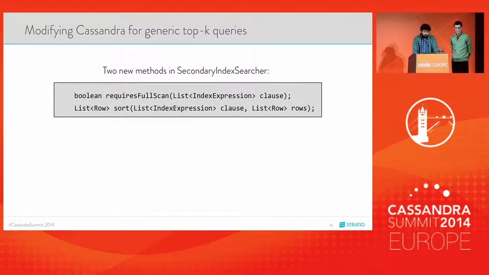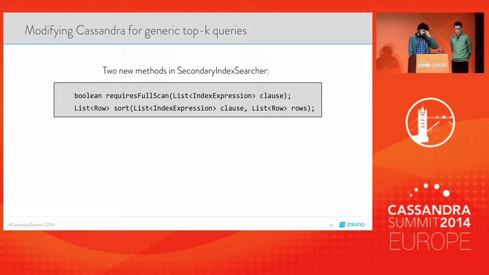In order to be able to provide top-K query functionality, we performed some modifications in the Cassandra code base. We have extended the Cassandra secondary index API to provide a generic way to support this type of queries. This way, our changes are generic and can be used for other possible index implementations.